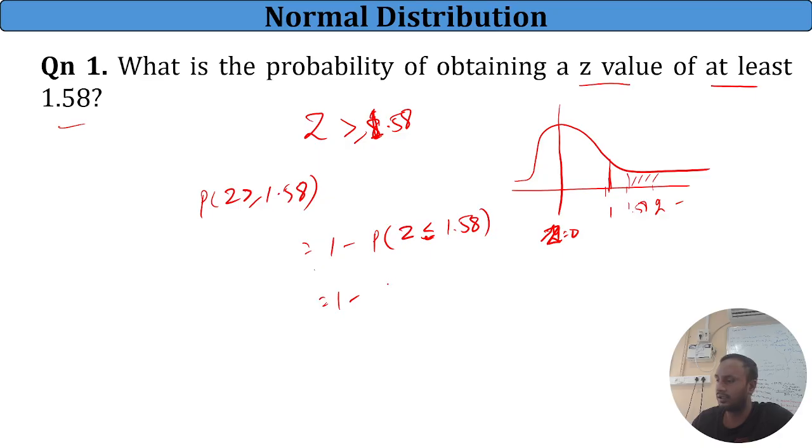So 1 minus 0.94, like 0.0571, it came. So that will be the probability. It will come to about 0.0008 or 6, so 6% will come into the picture. So that is the probability of obtaining the z value in that case.